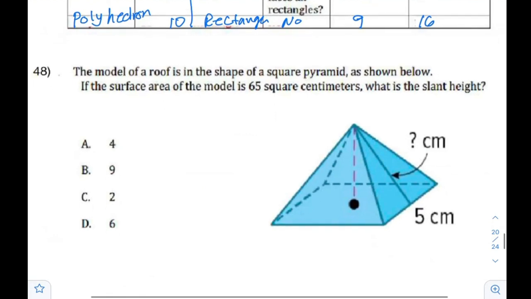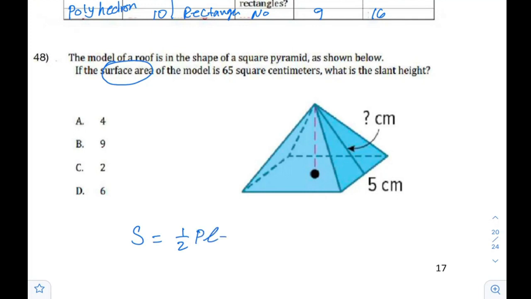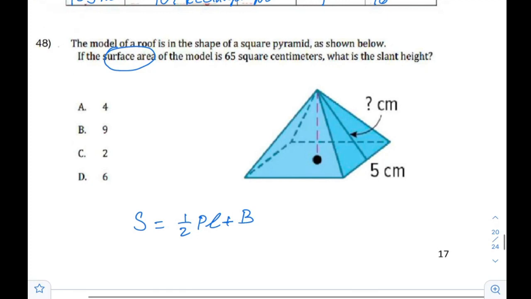Perfect. The model of a roof is a shape of a square pyramid as shown below. If the surface area of the model is 65, this is the keyword, surface area of this model. This model is shown to be a pyramid. So since he's talking about surface area, I will directly copy the formula of the surface area, which is half P L plus B. You should know what each term means.